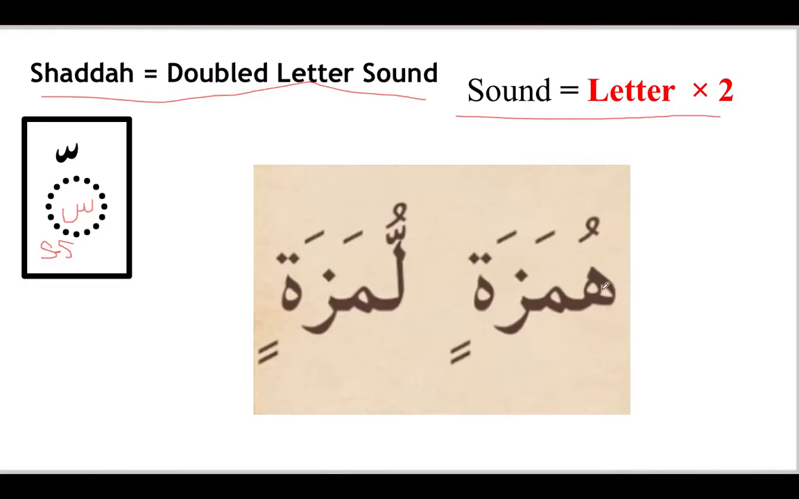So let's start off by reading this here. We're mainly going to be focusing on this part here, but I'm going to start by reading this entire phrase here to give you some context. So this is the letter Ha. It has a Dhamma on top. It's going to make the Hu sound, okay? Then you have a letter Mim with a Fatha above it.